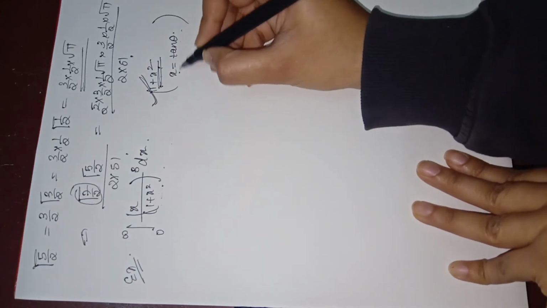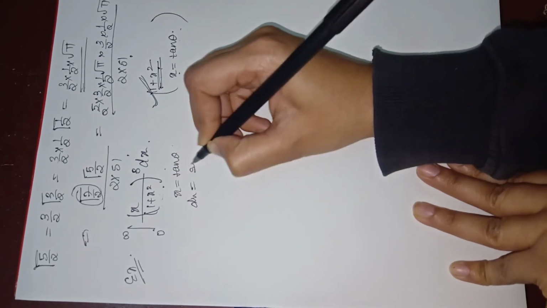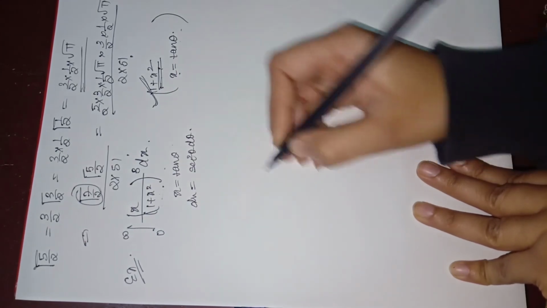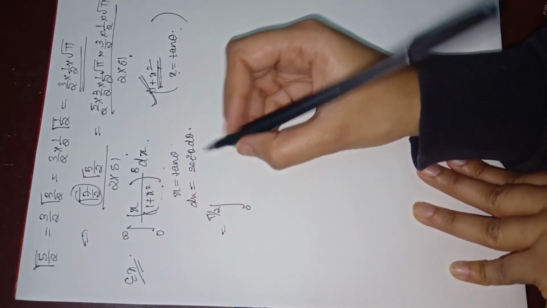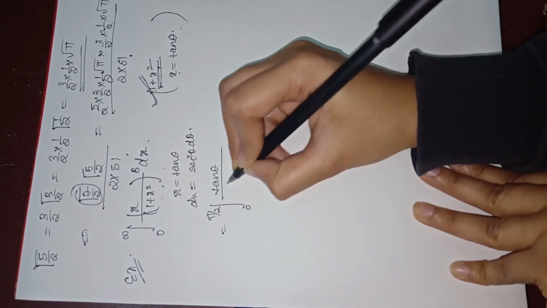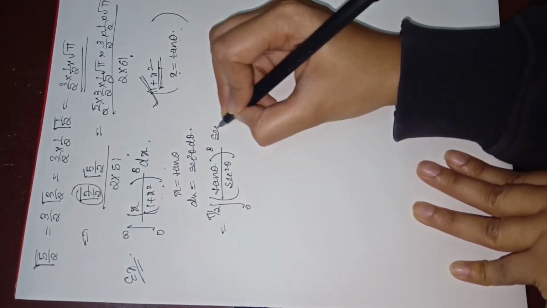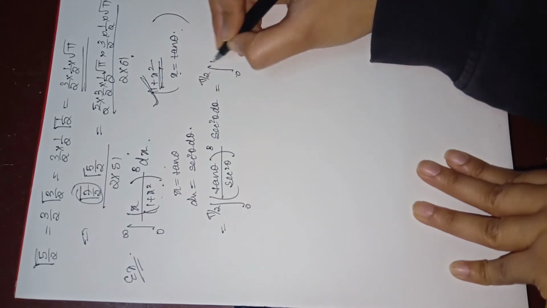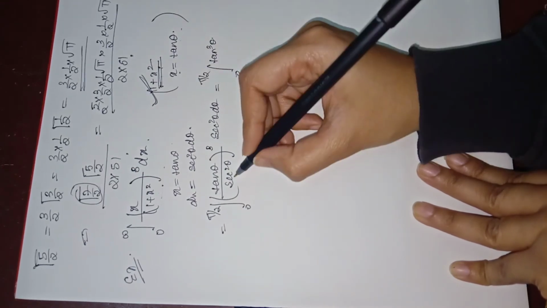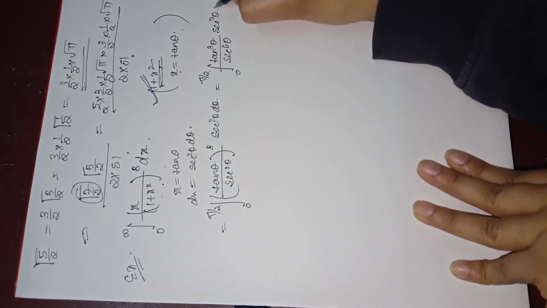So let me put x equal to tan theta, and dx would be sec square theta d theta, right? So I have limits 0 to pi by 2, because tan pi by 2 is infinity. Here I have tan theta by sec square theta raised to power 3, and dx is sec square theta d theta. So I have the integral from 0 to pi by 2 of tan raised to power 3 theta divided by sec raised to power 6 theta into sec square theta d theta.